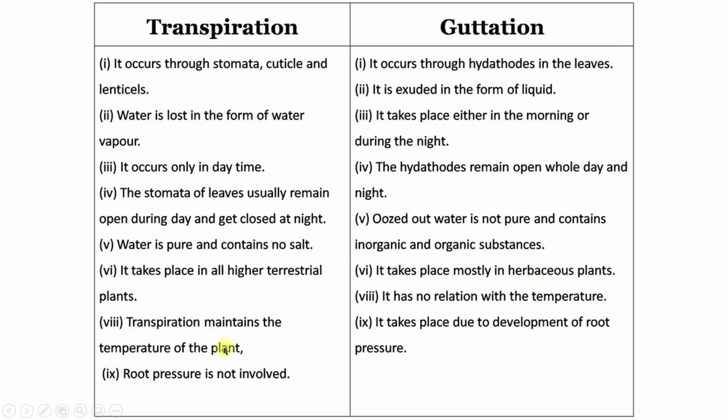Transpiration maintains the temperature of the plant. Yes, because when water vapor is lost from the plant, it cools down the plant. So it maintains the temperature of the plant, right? Whereas guttation has no relation with the temperature. Meaning to say, guttation doesn't lower the temperature of the plant. It just wants to release, or ooze, or exude the excess water as well as solute from the plants.